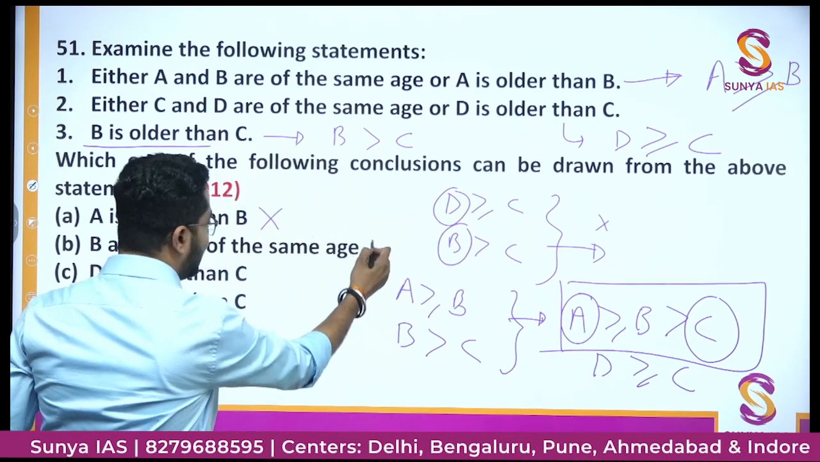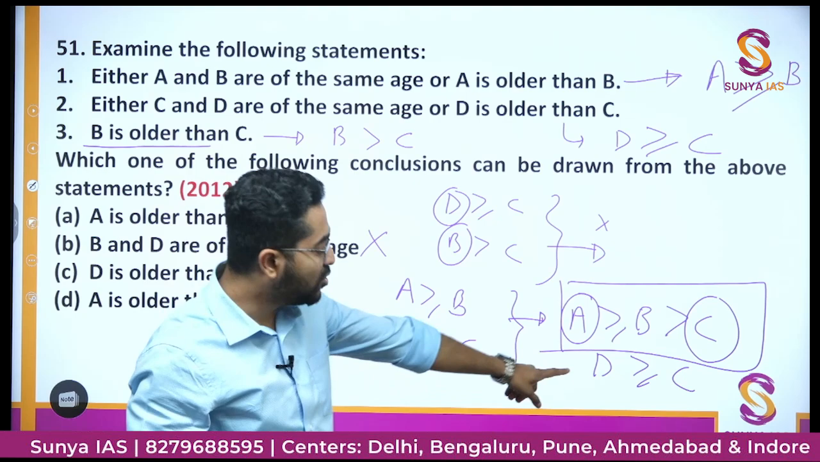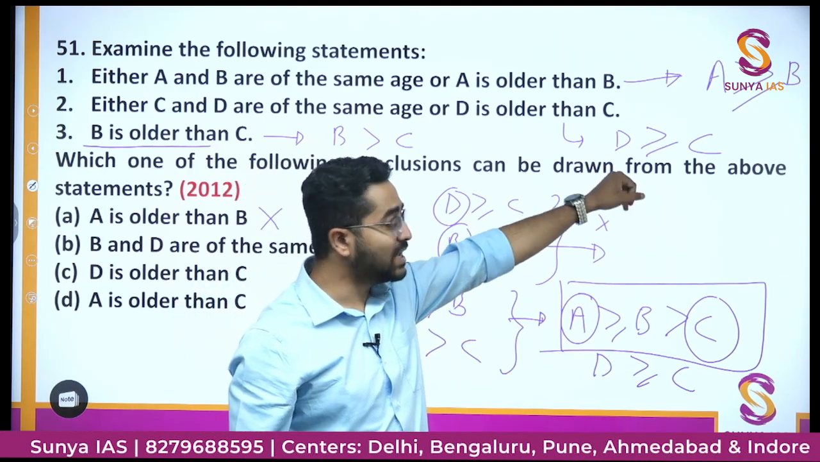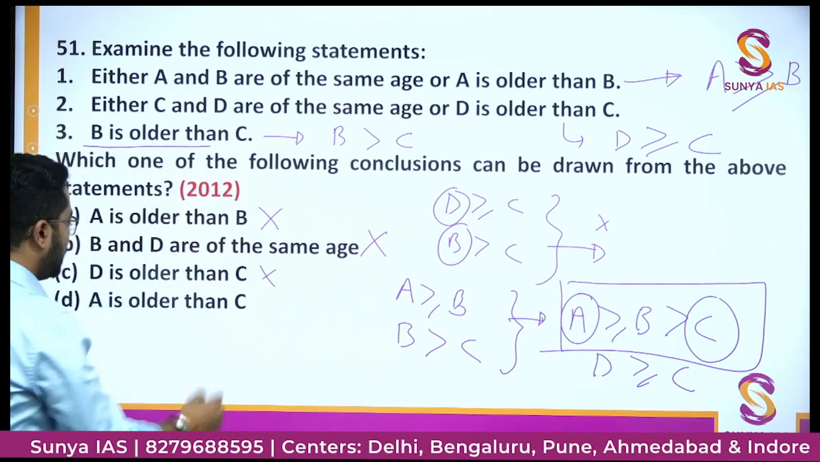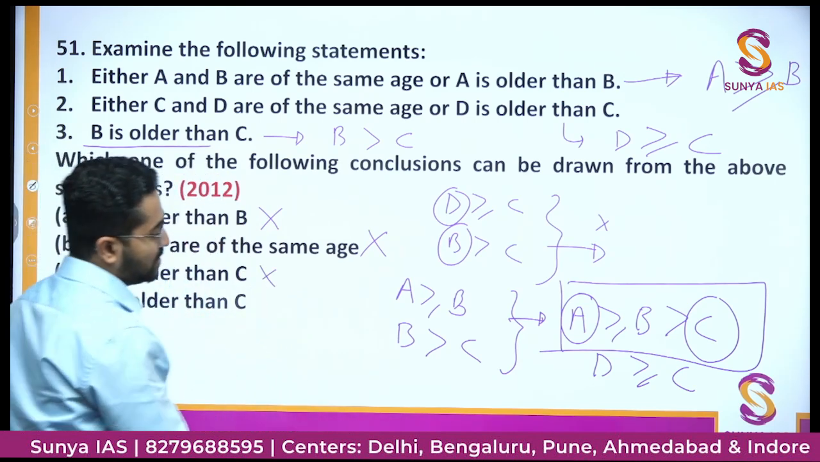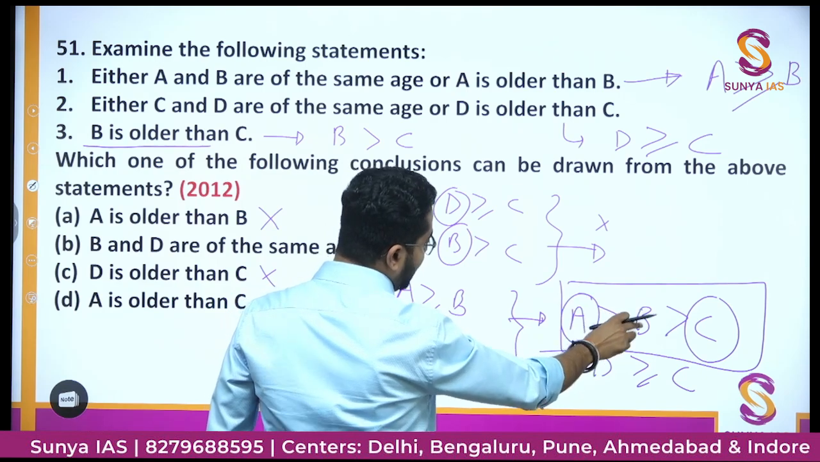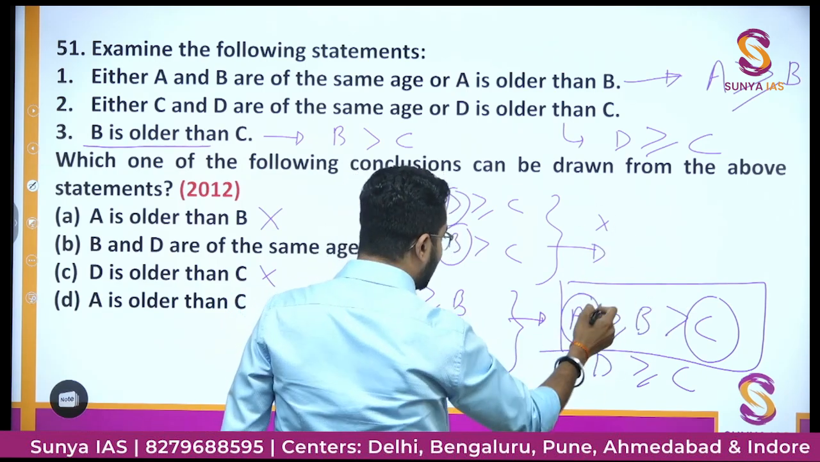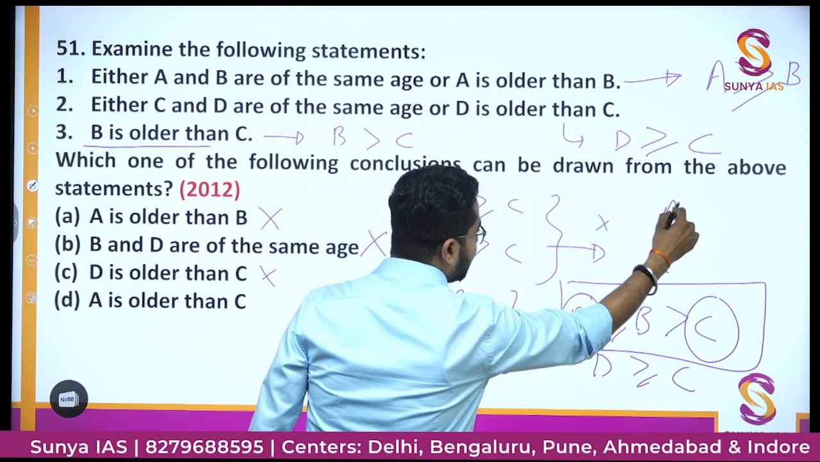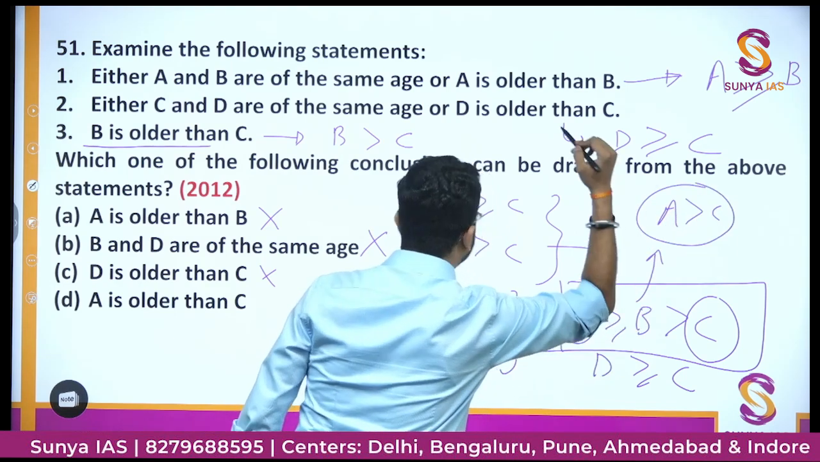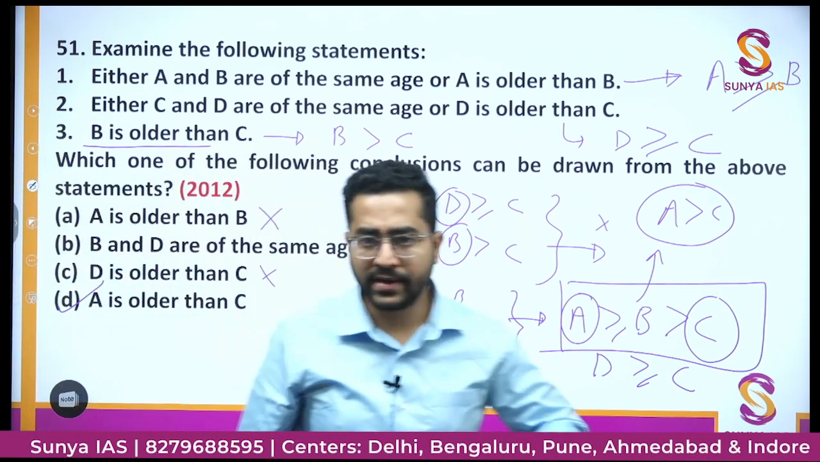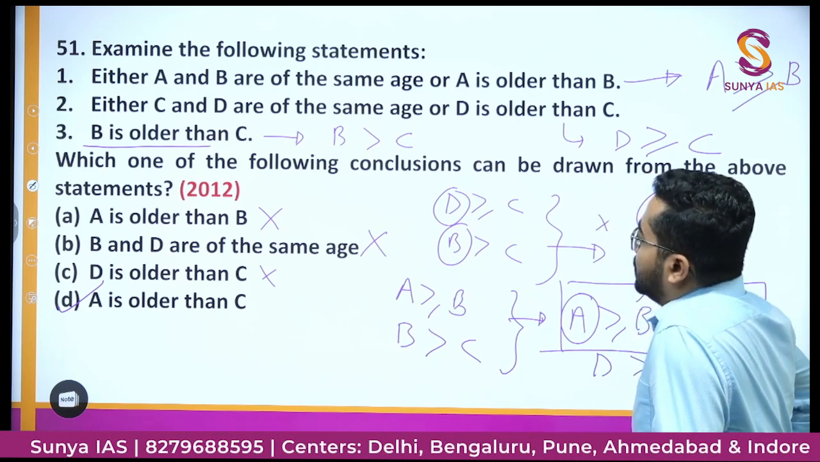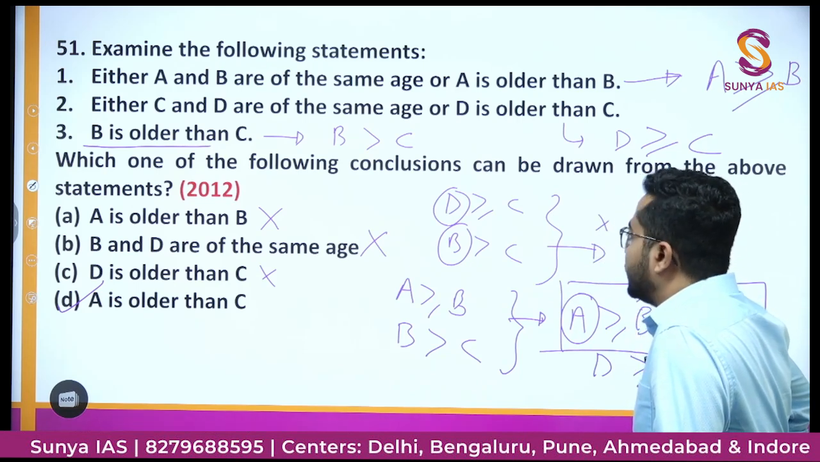No. D is older than C. No, we cannot say because it is given D is either older than C or equivalent to C. So this is also wrong. And then A is older than C. Yeah, we can see because A is greater than or equal to B, but B is always greater than C. That means conclusion is A is greater than C always. So A is older than C. Yes, this option is correct. ठीक है? Correct?